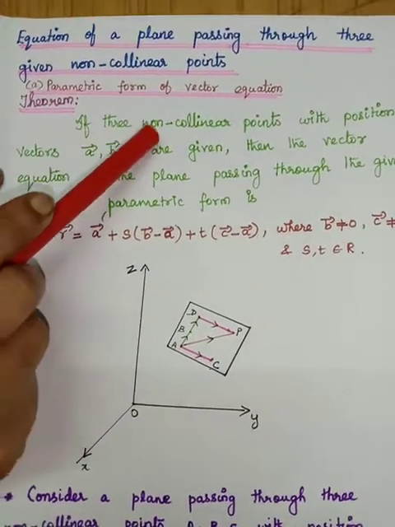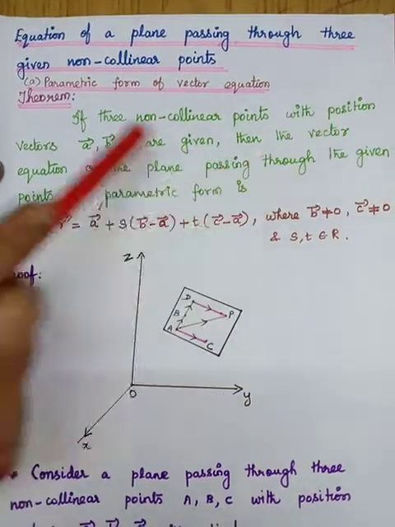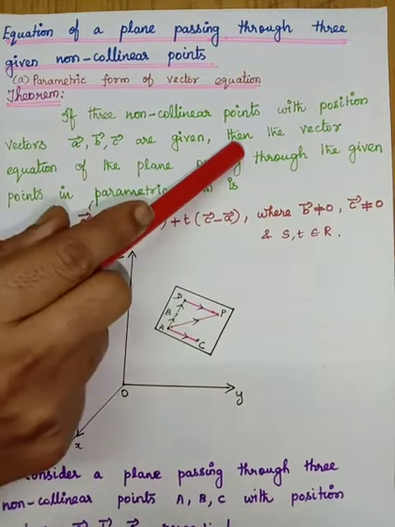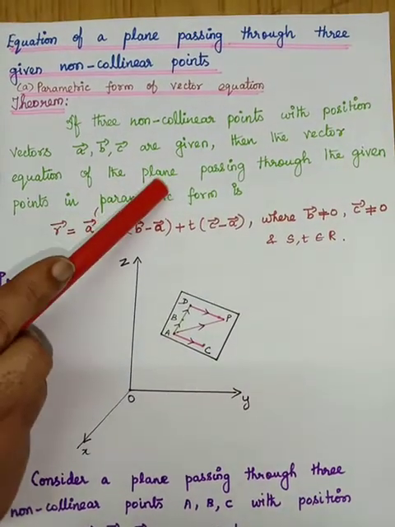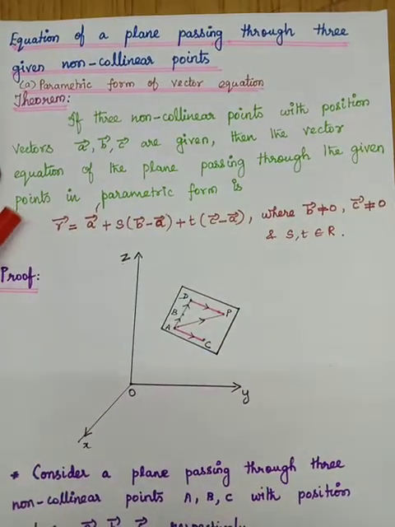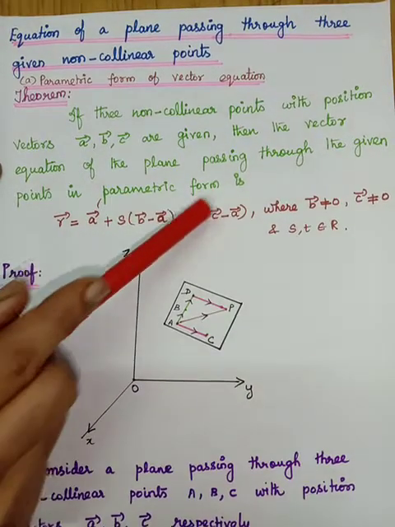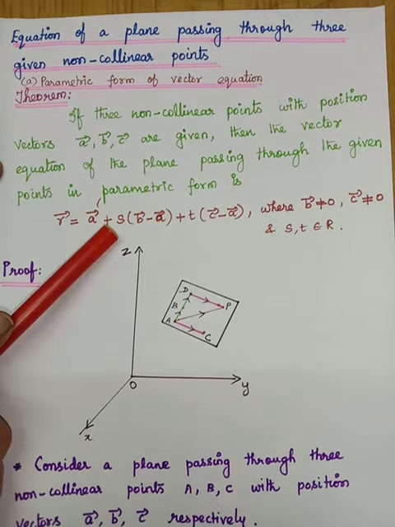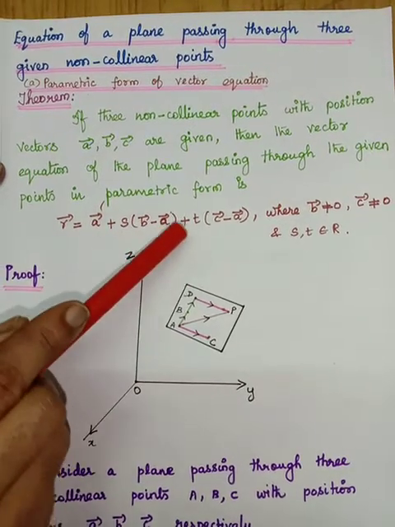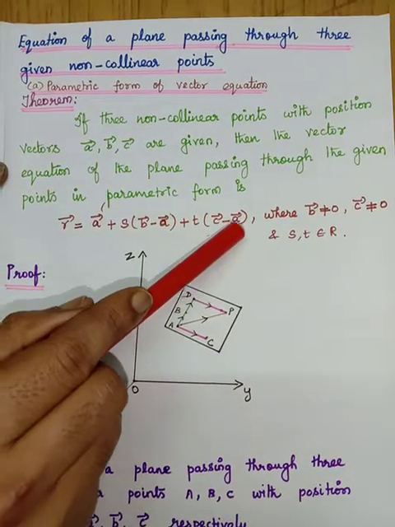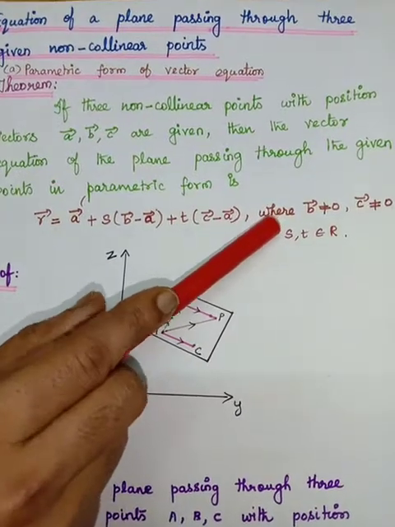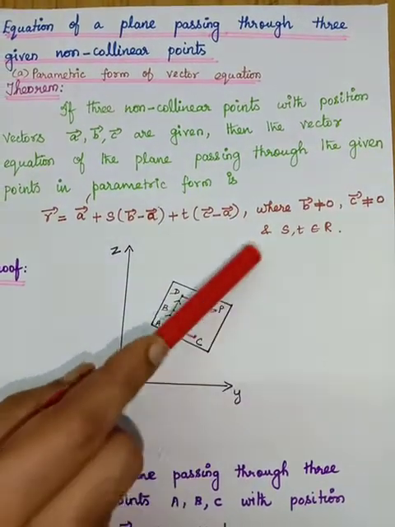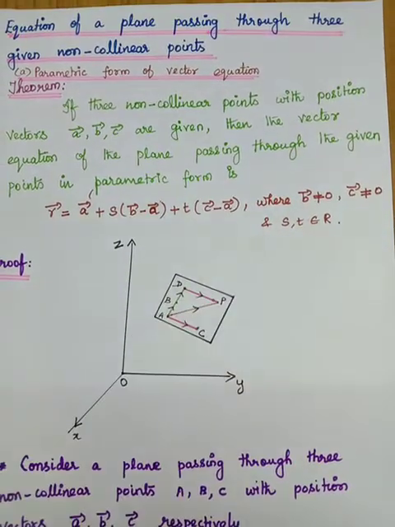If three non-collinear points with the position vectors a vector, b vector, c vector are given, then the vector equation of the plane passing through the given points in parametric form is r vector equals a vector plus s into (b vector minus a vector) plus t into (c vector minus a vector). Here b vector and c vector are non-zero vectors and s, t belong to R.